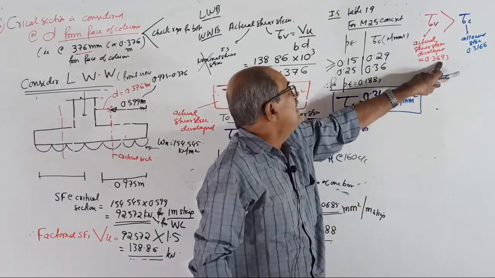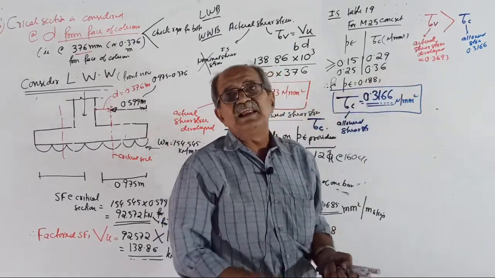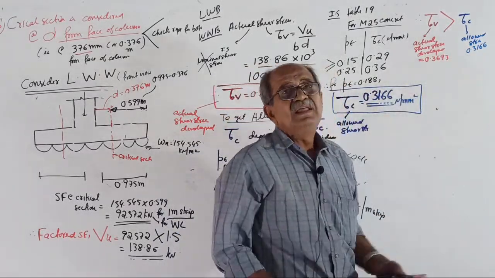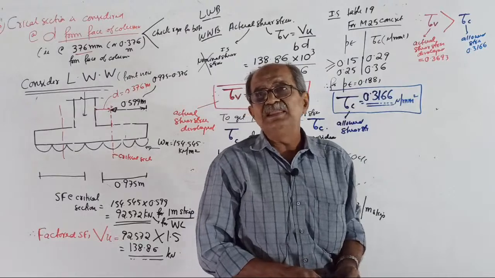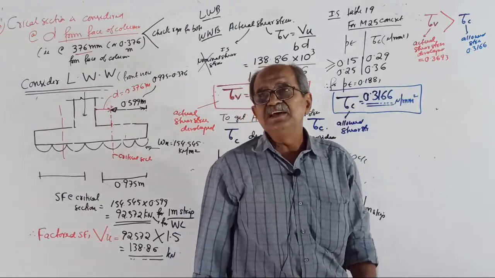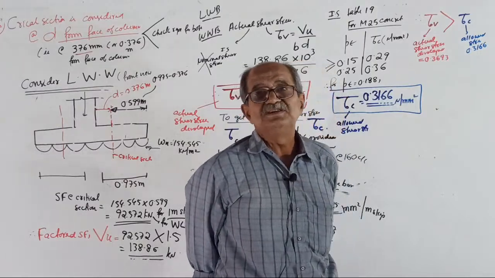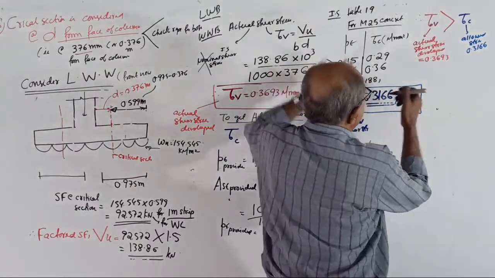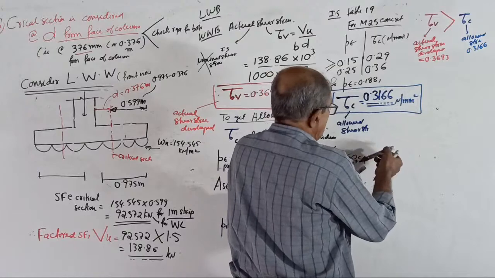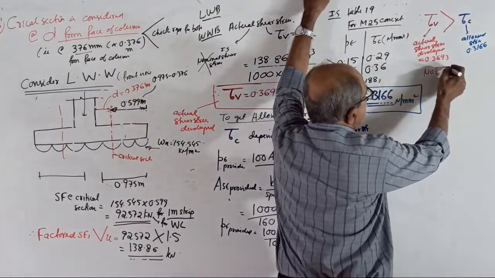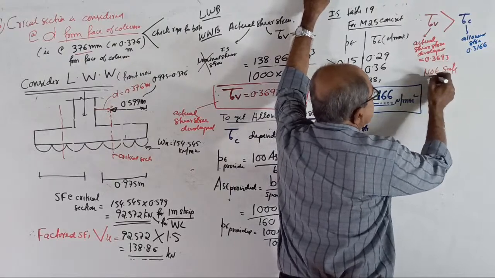Bill is coming 3,693 rupees. In the pocket you have only 3,166 rupees. Ayyo, 500 rupees shortage. So therefore it is not safe. Danger. It is not safe.